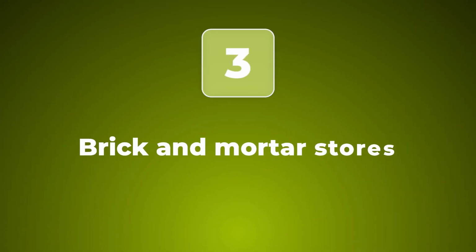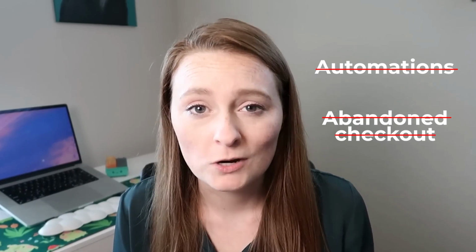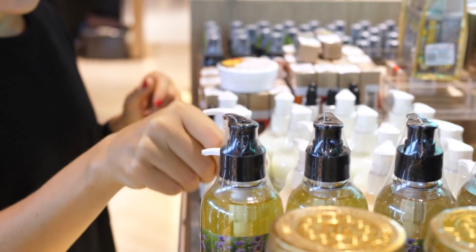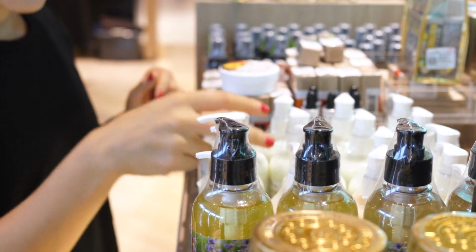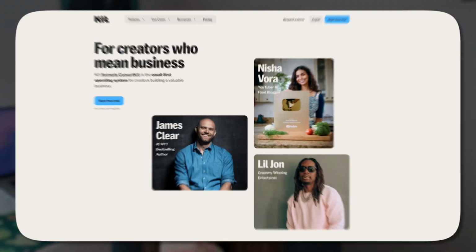The next type of business I have is going to be your brick and mortar stores. So for this type of business, I'm imagining that you really don't need automations. You're not having an abandoned checkout process. Like, you're purely in-store only, word of mouth, that kind of situation. You're not sending somebody to purchase online. So for this one, I would recommend ConvertKit.